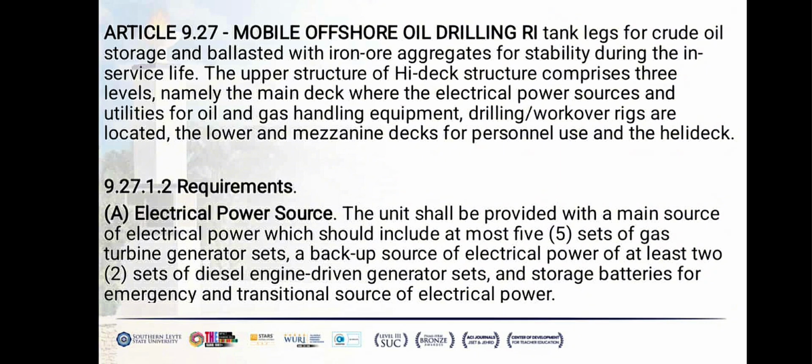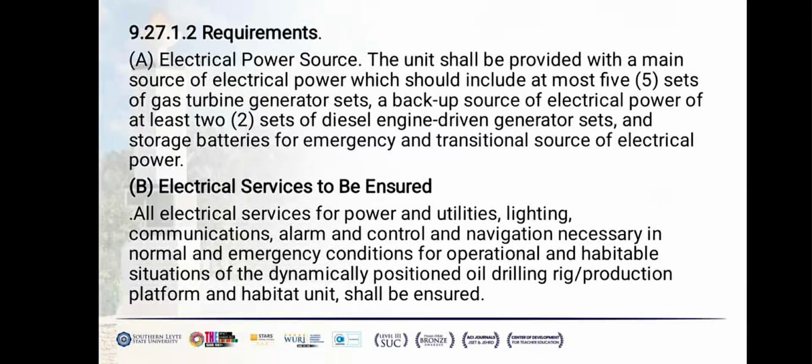Requirements: A. Electrical power source. The unit shall be provided with a main source of electrical power, which should include at most 5 sets of gas turbine generator sets, a backup source of electrical power of at least 2 sets of diesel engine driven generator sets, and storage batteries for emergency and transitional source of electrical power.